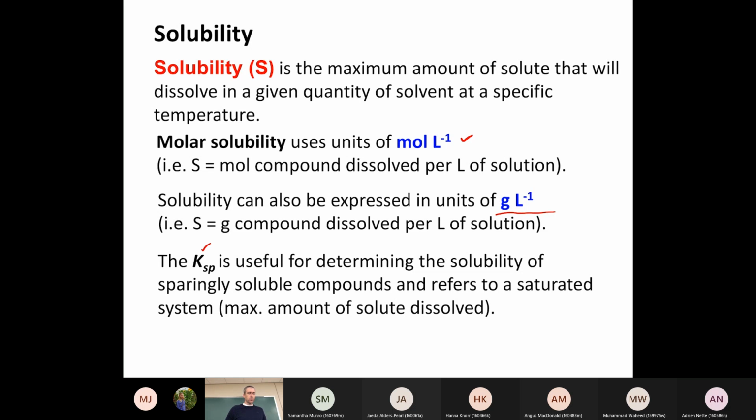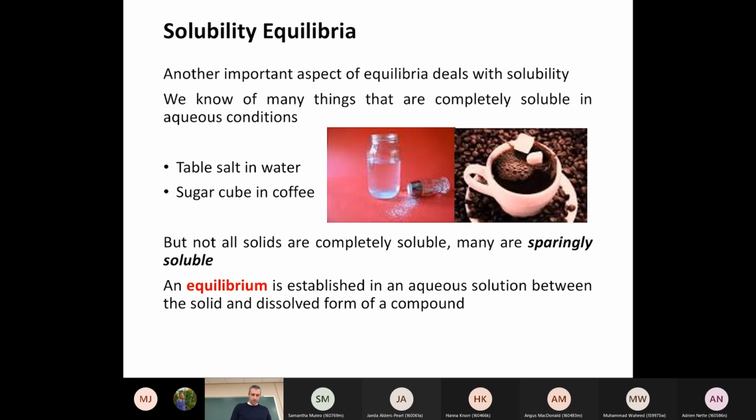KSP is an equilibrium constant that we're going to define when you have a substance that is sparingly soluble in water or some other solvent. All right, so as I said before, we had these solubility tables, which lump things into two very broad categories of soluble and insoluble.